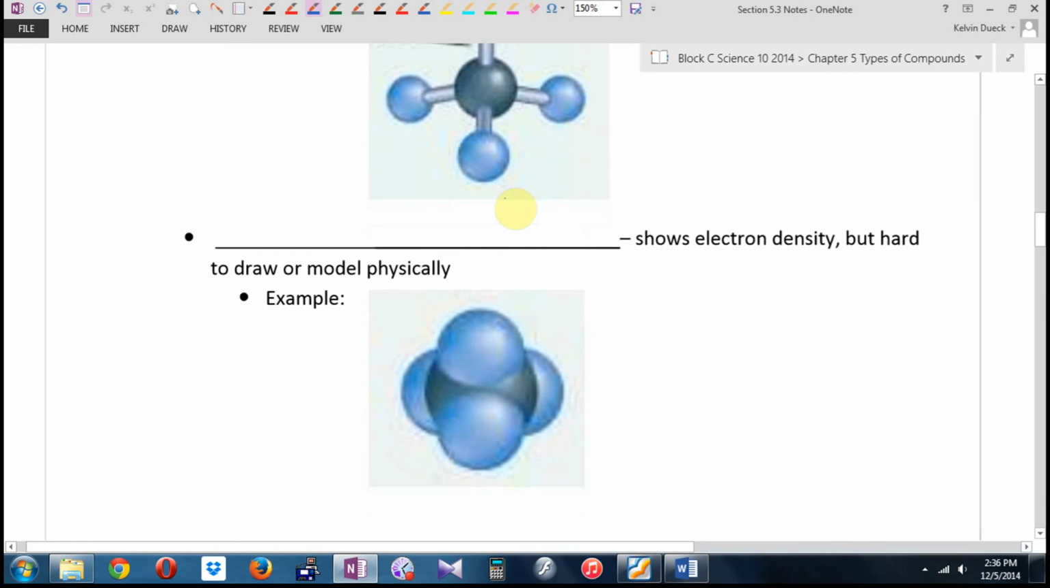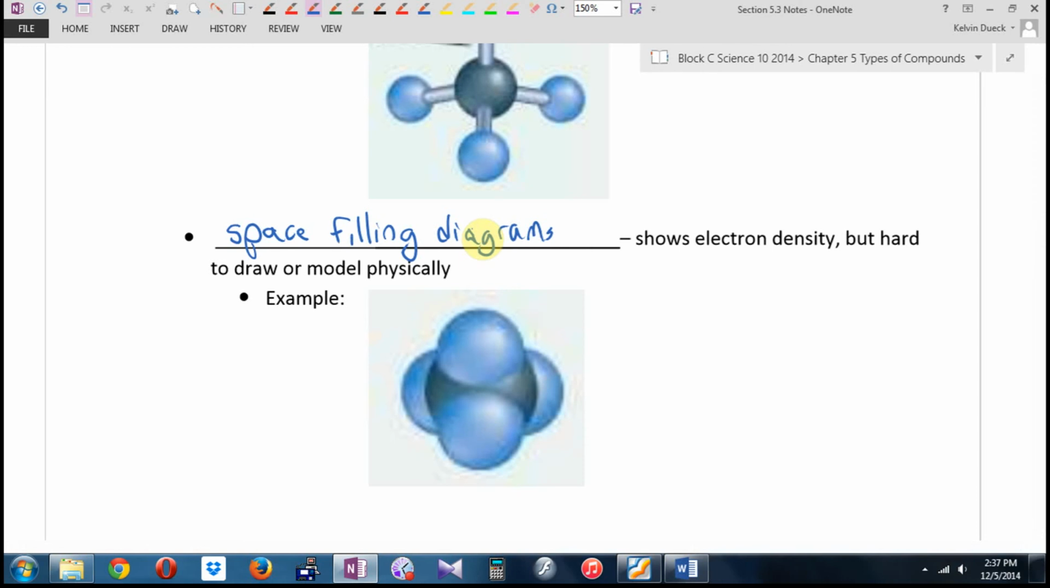And the last one, we're going to pause here. We have what are called space-filling diagrams. These are probably the most accurate in that they show sort of the electron density. I've told you, electrons are not little dots. They're kind of clouds. And so we represent the atom as kind of a cloud of electrons, and we kind of show you how it's all put together.